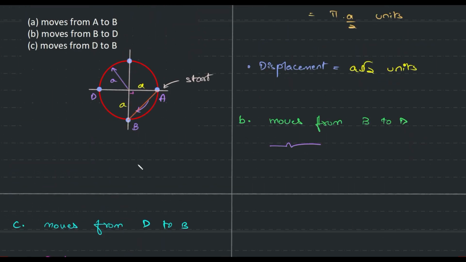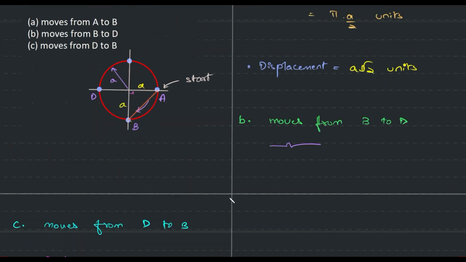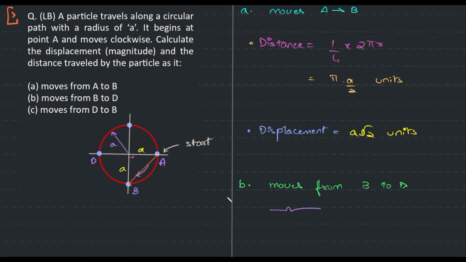While the displacement will be what? D to B will be the same as B to D. So displacement will be the same. As simple as that. Displacement will be a root 2 units. I forgot to write units. Then what else? Yeah, that's it.